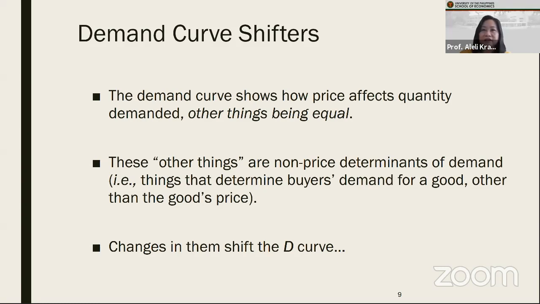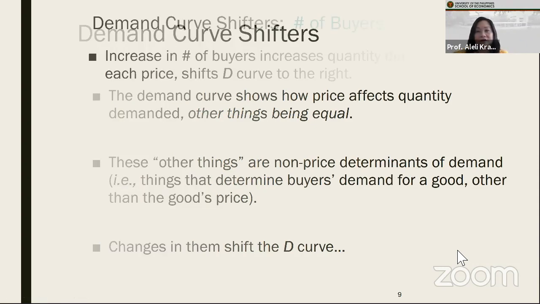Therefore, any change in these factors will affect how we draw the demand curve. And changes in these factors will shift the demand curve. And what are these other influences? We will discuss these in turn. And we will note that these are the non-price determinants of demand.